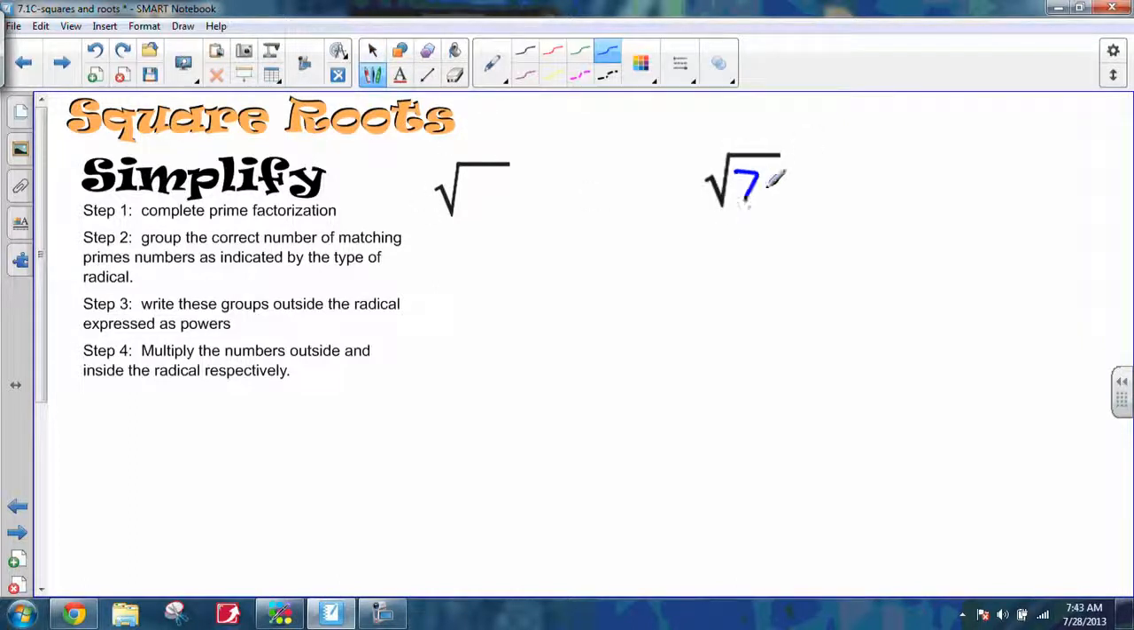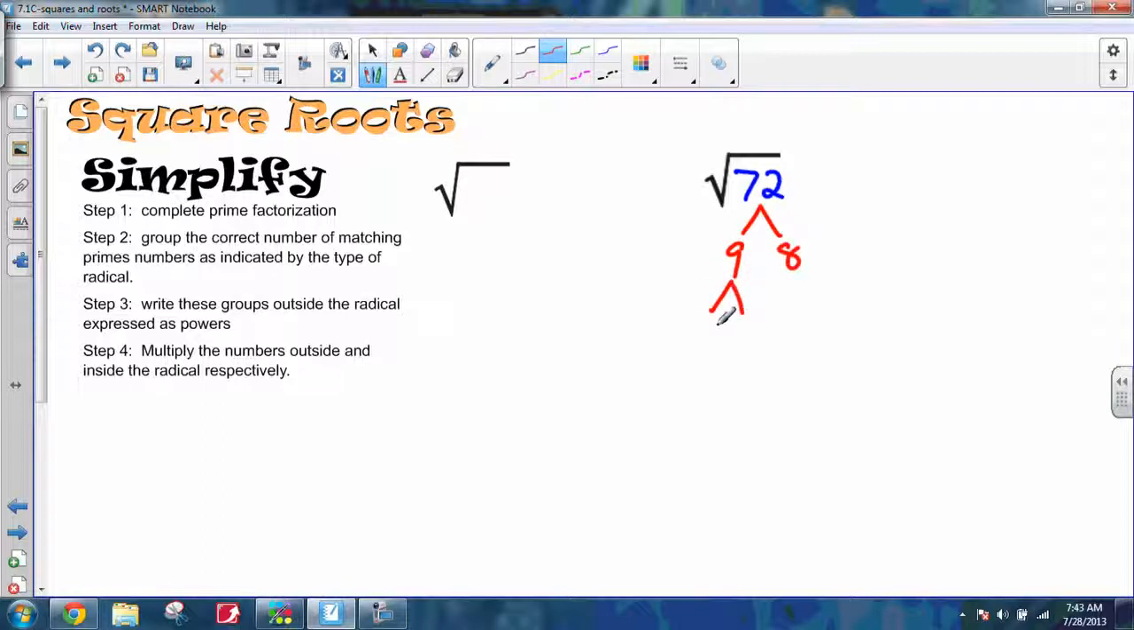Let's find the square root of 72. Well, the first step, prime factorization. So, what product makes 72? 9 times 8.